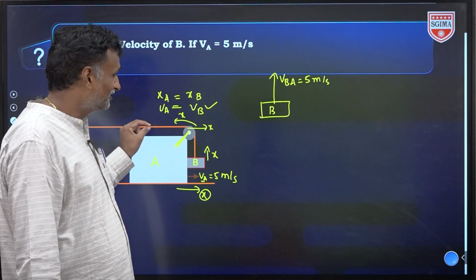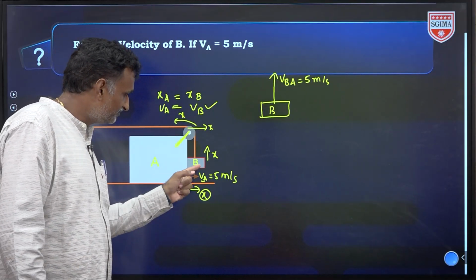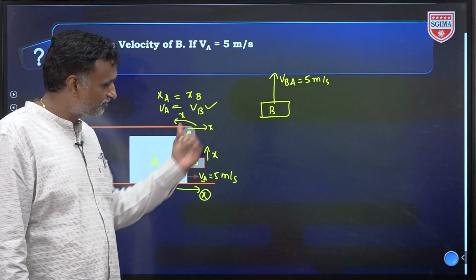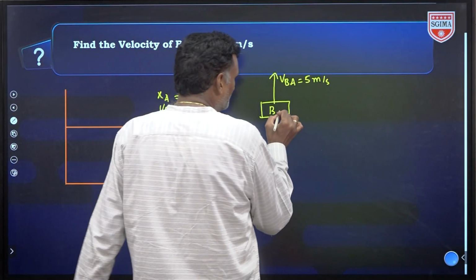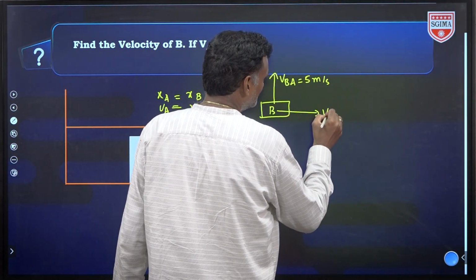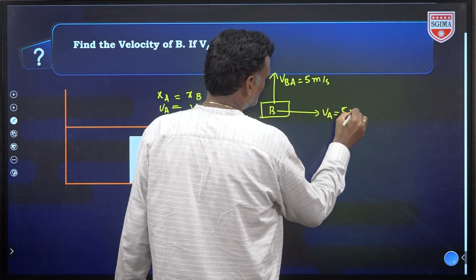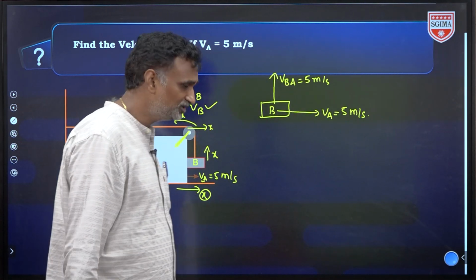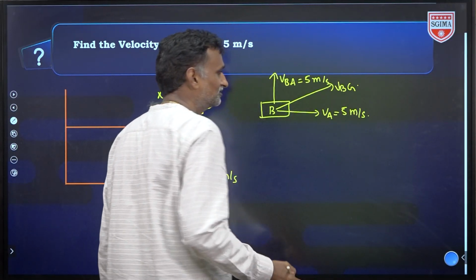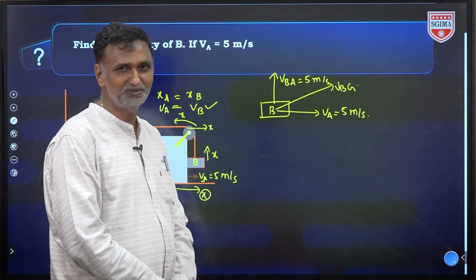But here VB is not with respect to ground. It is very important. Why? Because VB with respect to A only we have this much value, but with respect to ground we have a different value. See, B is not only moving upward with respect to the ground person, it also moves right side. That is VA speed only it can have, right side speed 5 meter per second. So the person who is observing VB with respect to ground, in this direction it will be. Since 5 and 5, it is exactly in the middle, 45 degrees only it works out.